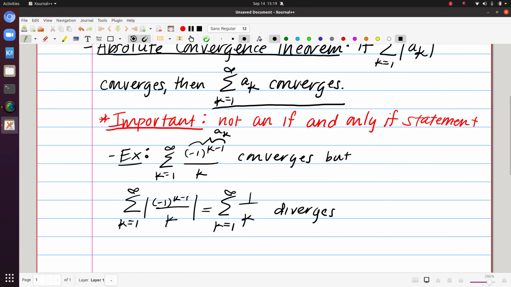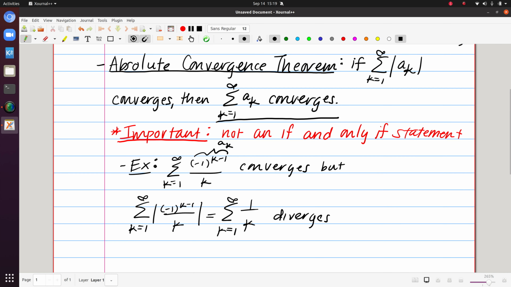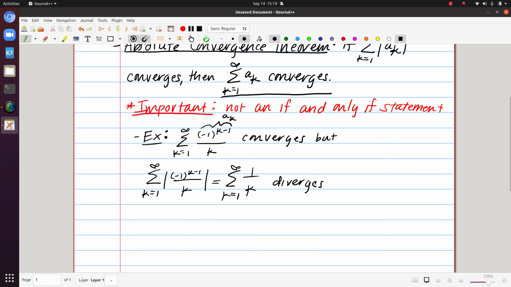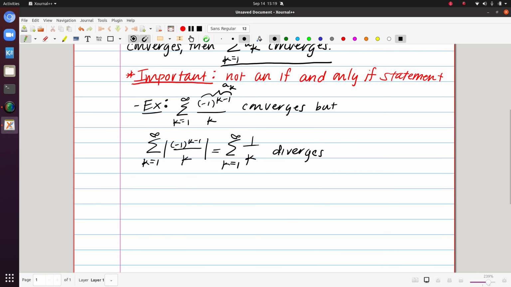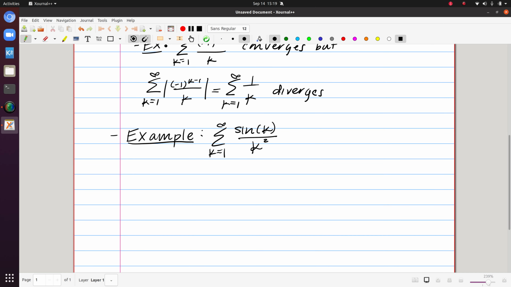But what we're saying here is that if the opposite holds, if the sum of the absolute value of the terms converges, it must be true that the sum of the original terms converges as well. So let's go back to our starting example to see how that would help us there. Recall the sum of sine of k divided by k squared. What I can take advantage of is if I can show that the sum of the absolute value of these terms converges, then I can use the absolute convergence theorem.